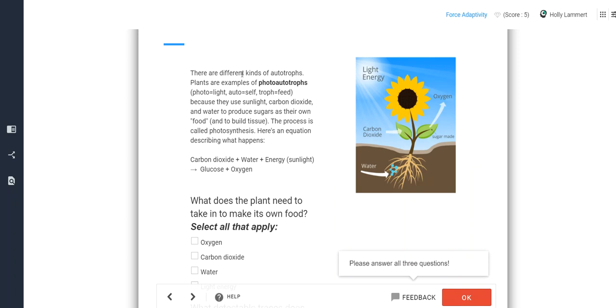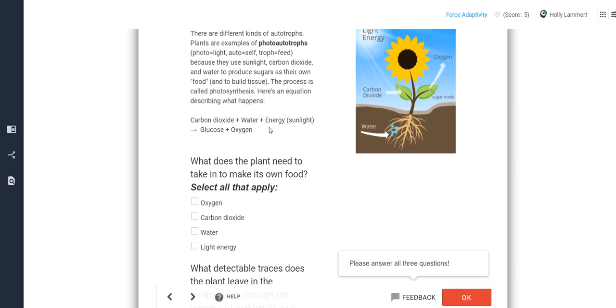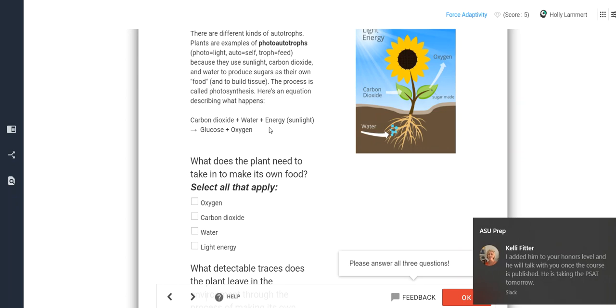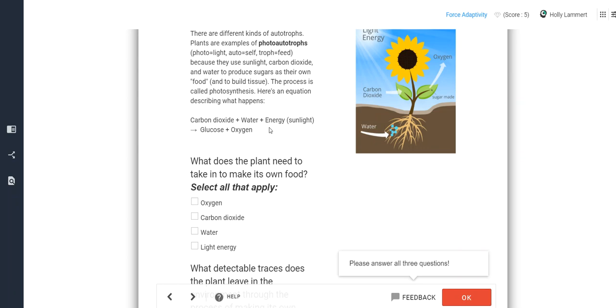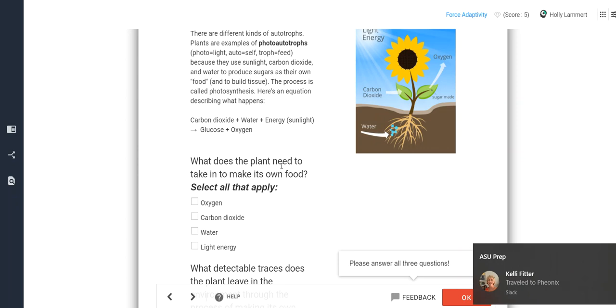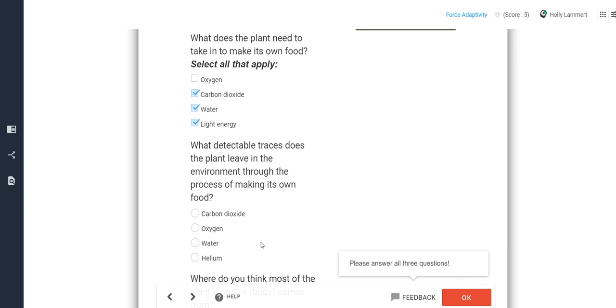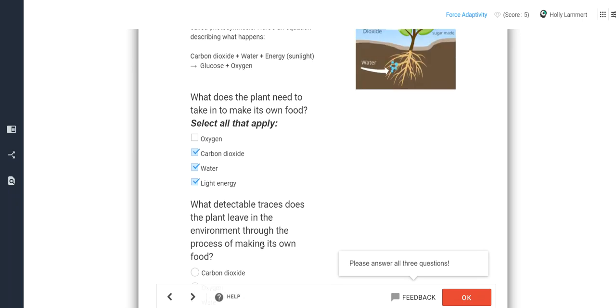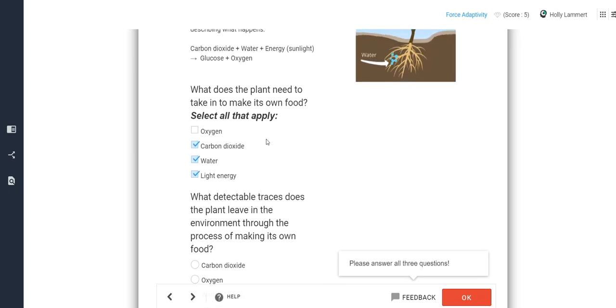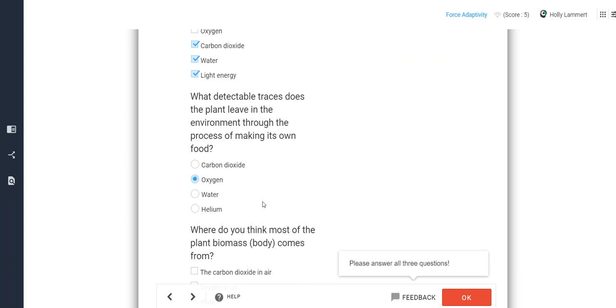Great. So there are different kinds of autotrophs. Plants are examples of photoautotrophs using light, photo meaning light. And they produce food and they use that material to build their tissues. The process is called photosynthesis. Here's an equation. Carbon dioxide plus water plus energy goes to glucose and oxygen. What does the plant need to take in to make its own food? The inputs are on the left side of the equation. So carbon dioxide, water, and energy. What detectable traces does the plant leave in the environment through its own process of making food? So it leaves what is left over here, glucose and oxygen, but here's oxygen.